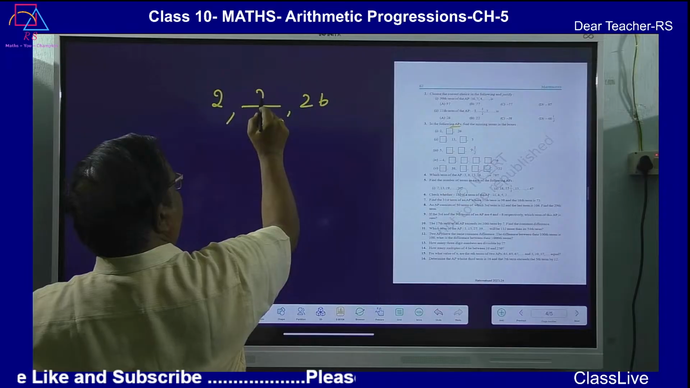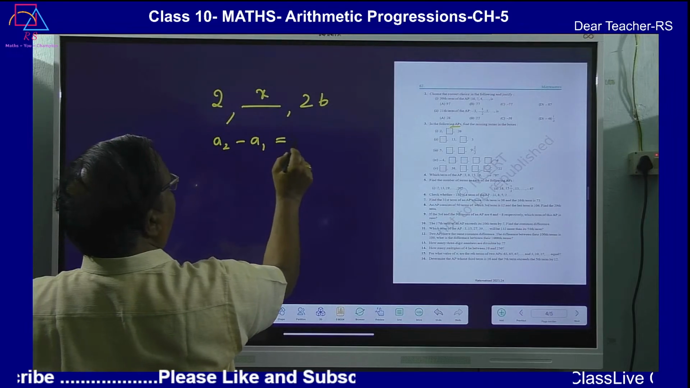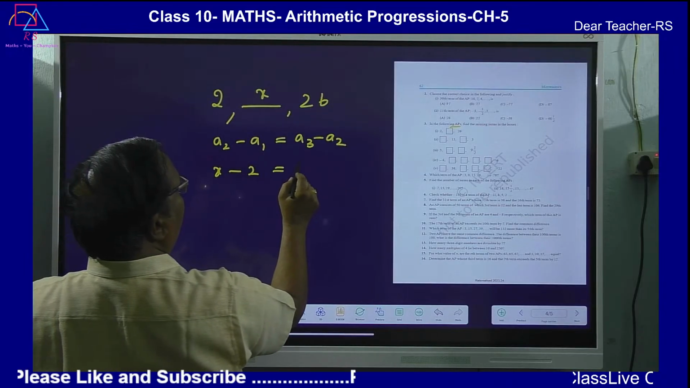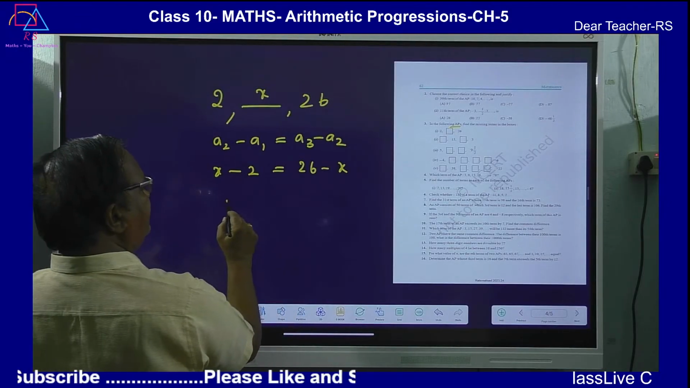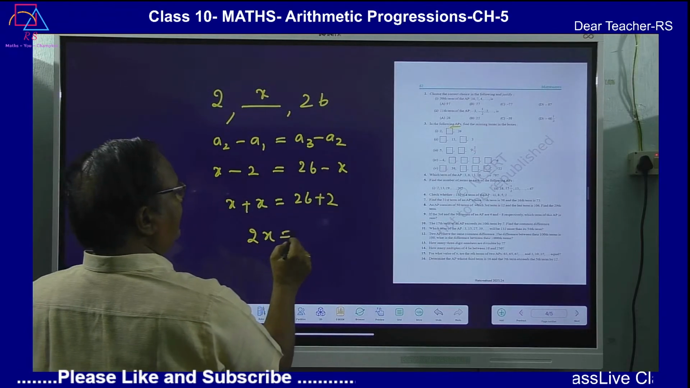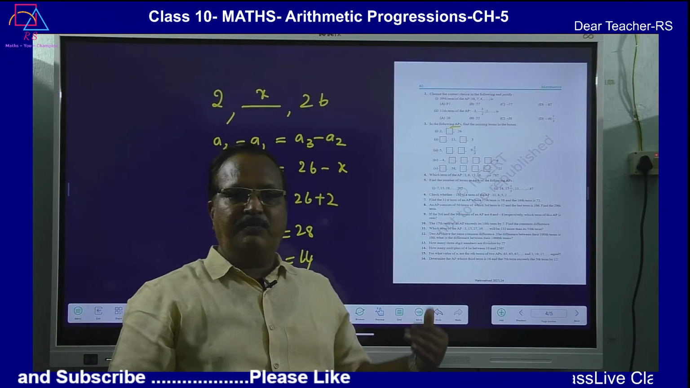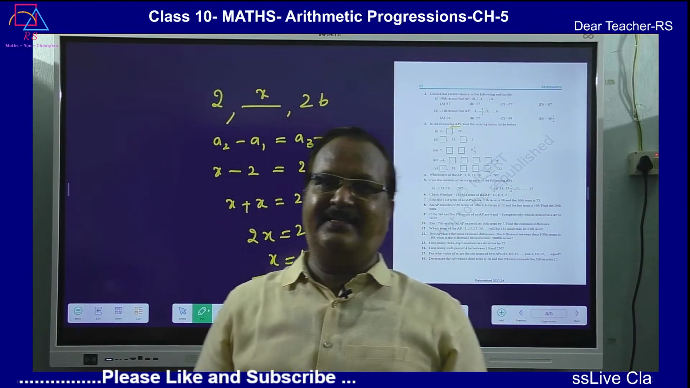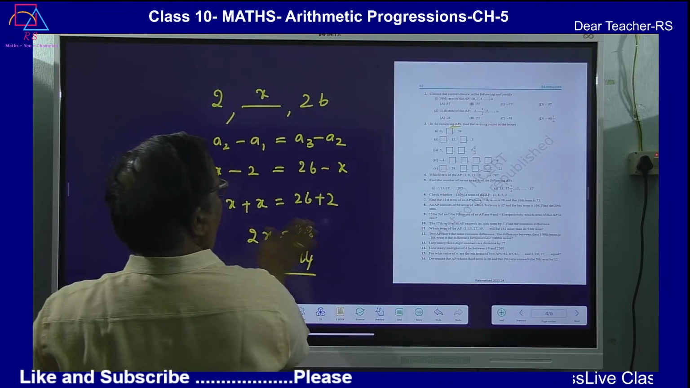Let us say this is x. So common difference should be same. That means A2 minus A1 is equal to A3 minus A2. A2 is x minus 2 is equal to A3 is 26 minus x. So it is a simple equation. x plus x is equal to 26 plus 2, and 2x is equal to 28, x is equal to 14. The same question you may get as a problem also. If the problem is there, then you have to do like this. Okay. Let me do the fourth bit also.